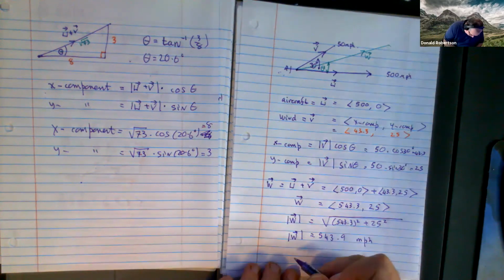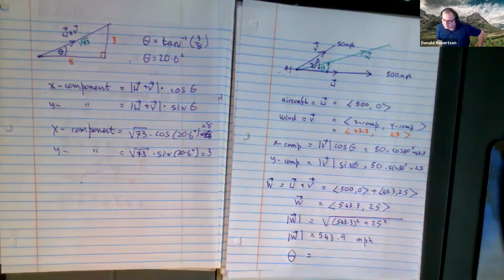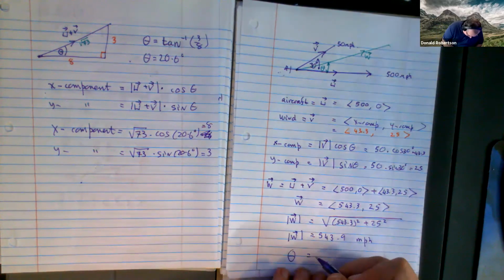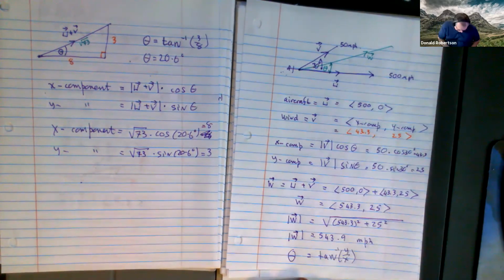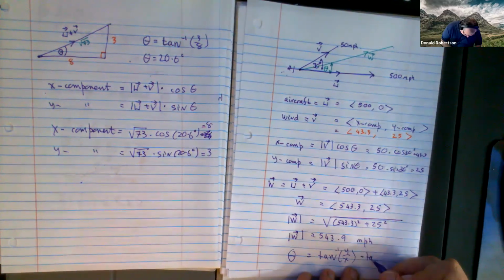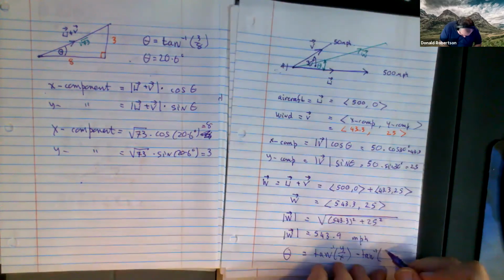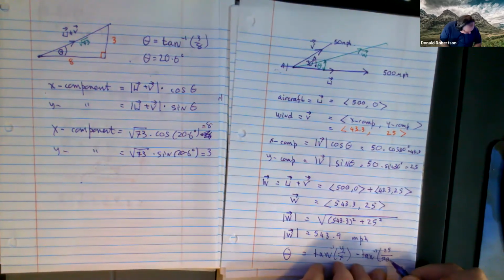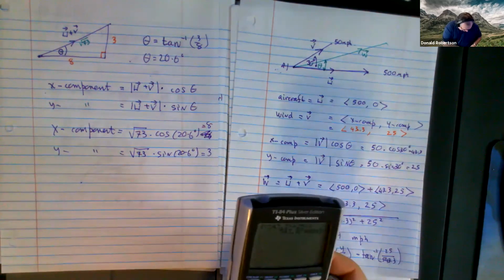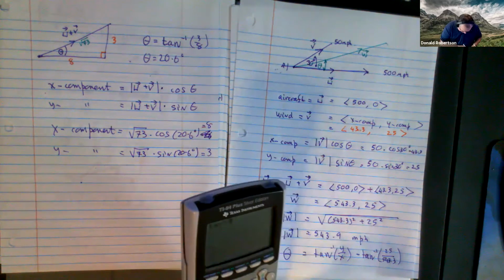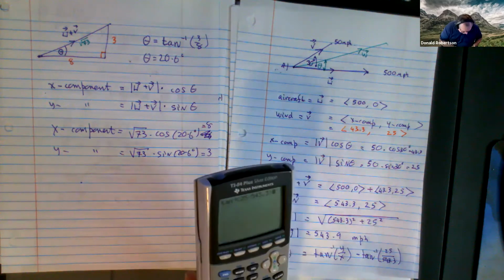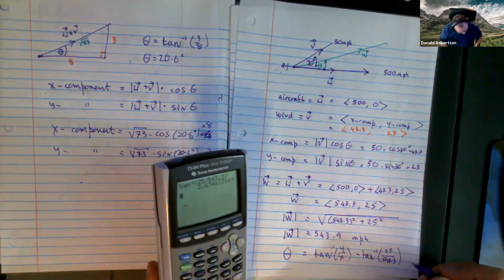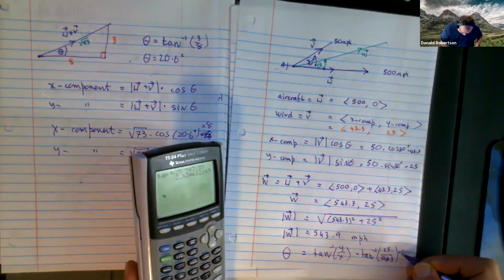Now we still need to get the angle, don't we? And the angle is the inverse tan of the y component divided by the x component. In this case, then, it's going to be the inverse tan of 25, the y component, divided by 543.3, the x component. So inverse tan of 25 divided by 543.3. And I am looking at, wow, it's about 2.6 degrees.